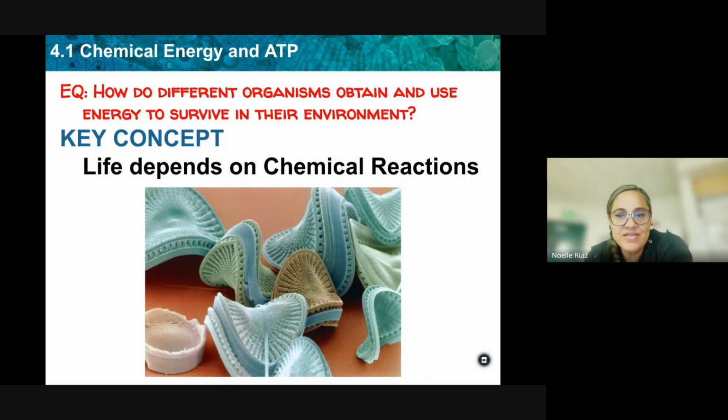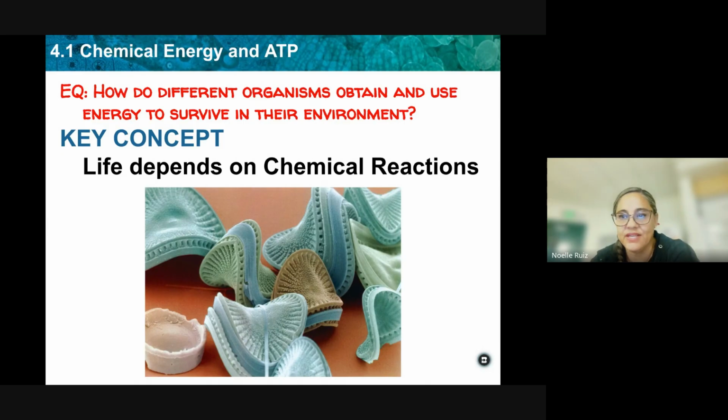And we name dropped the little molecule called ATP. We didn't really go into detail about it, but the energy molecule that our bodies use for every single process that our bodies do for us is ATP. So, our essential question for the chapter is, how do different organisms obtain and use energy to survive in their environment? And our key concept for 4.1 is about chemical reactions.